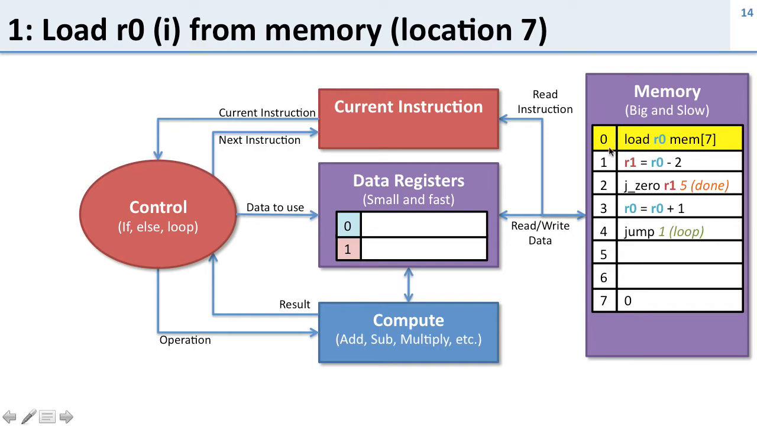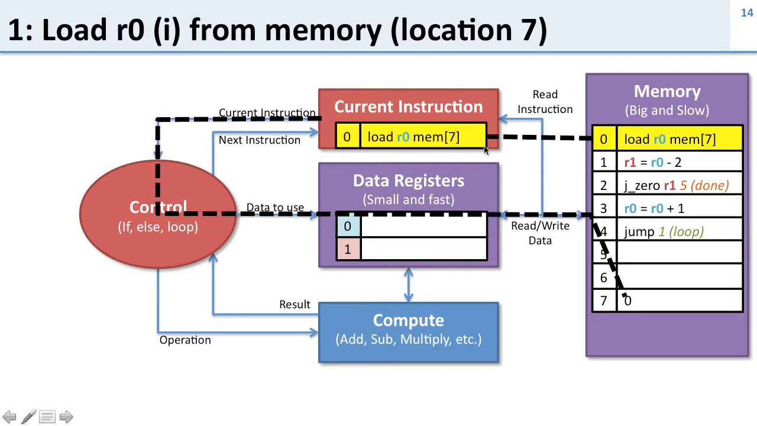The first thing we're going to do on our program is we're going to load the first instruction. So we go ahead and load the first instruction. Now that we've loaded that instruction, we're going to go ahead and execute it. So this instruction tells the control that you're going to load memory location 7 into register 0. So here's memory location 7, it's a 0, and we're going to take that location and we're going to load it into register 0. So the first instruction got a 0 into register 0.